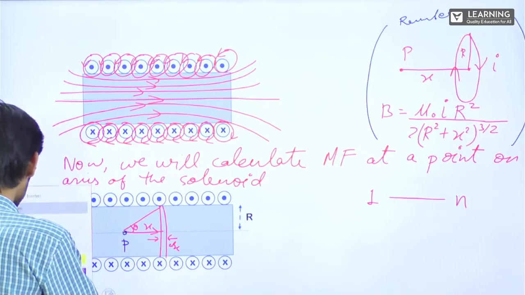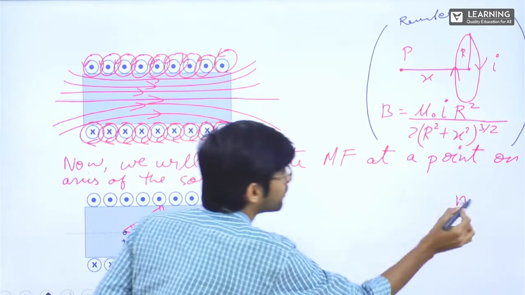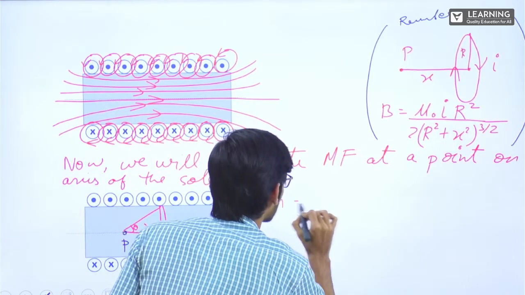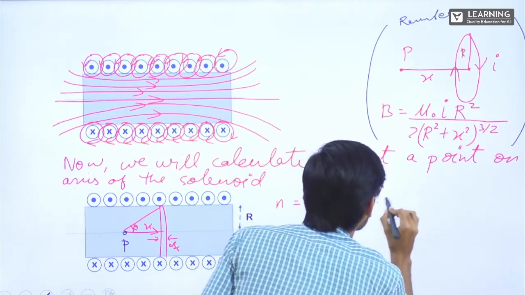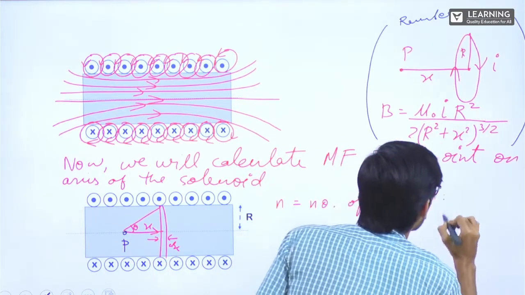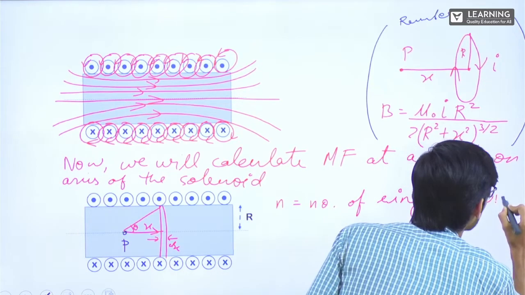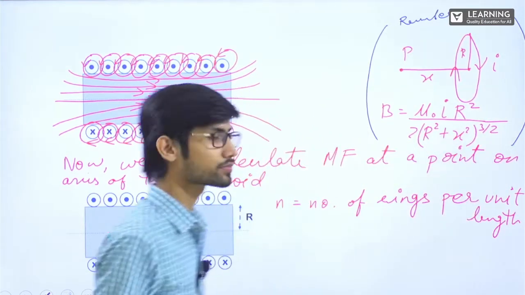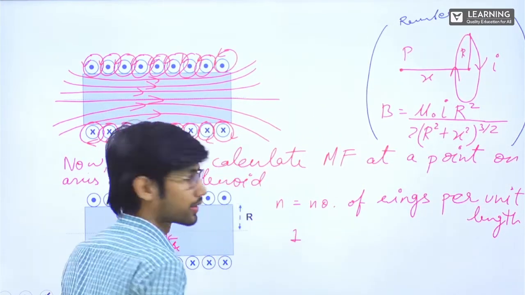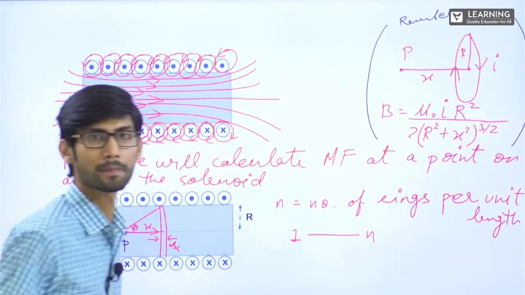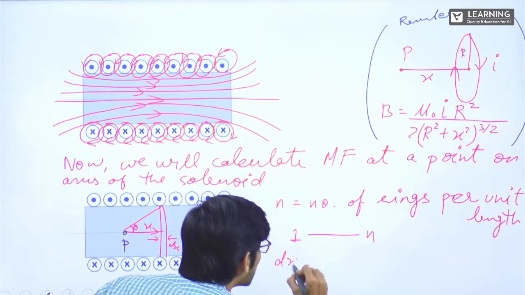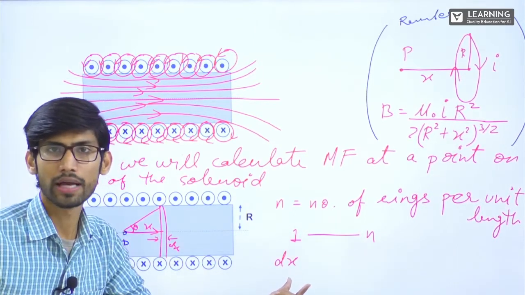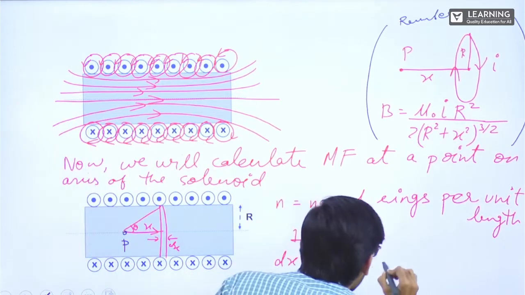Correct? First I'll write n is equal to number of rings per unit length. Clear? So in one unit n rings are there. So in dx length, in a unit length n rings are there. So in a dx length, n into dx rings are there. Correct?